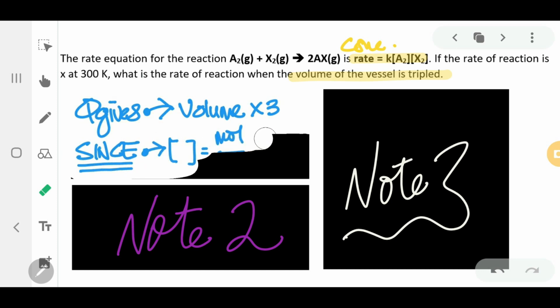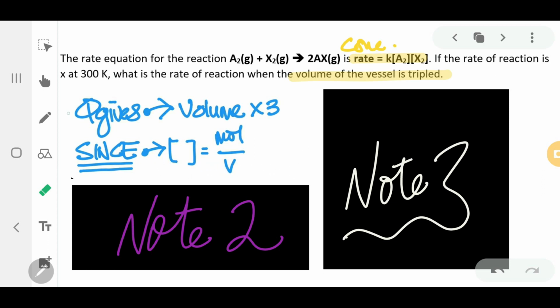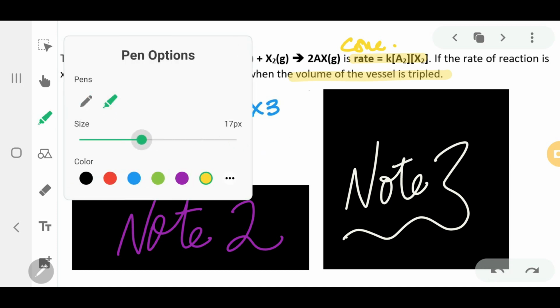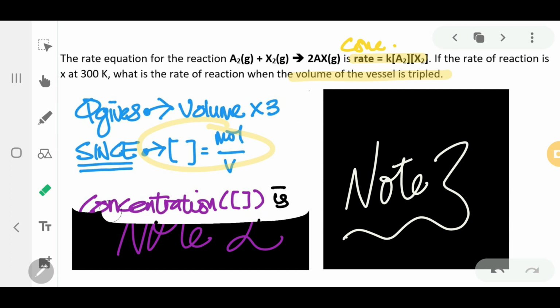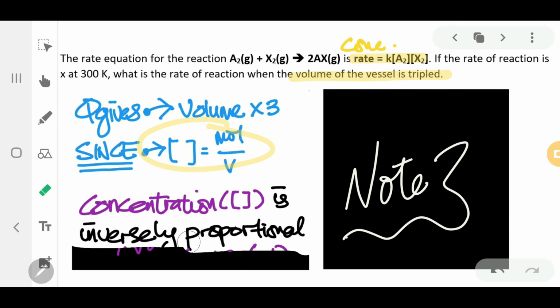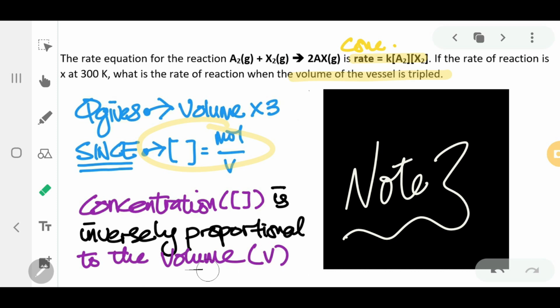So since concentration is defined as mole over volume, we do know this formula is quite popular. When you look at the formula for molarity, concentration is inversely proportional to volume. Concentration is inversely proportional to the volume.